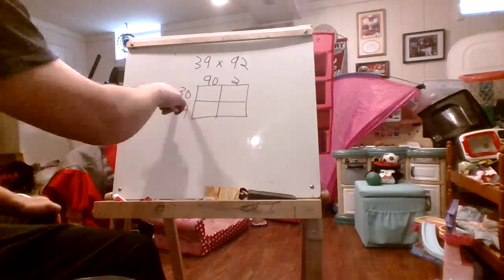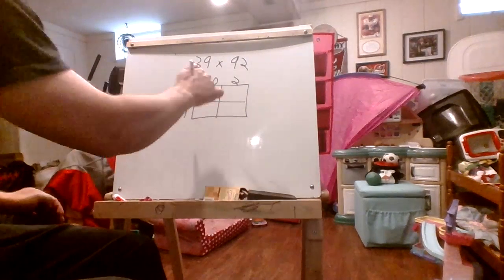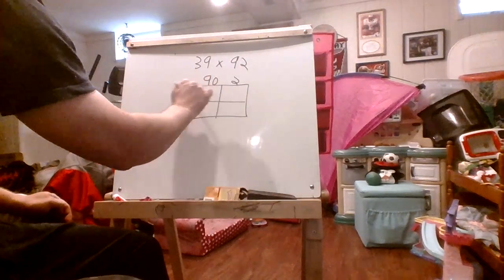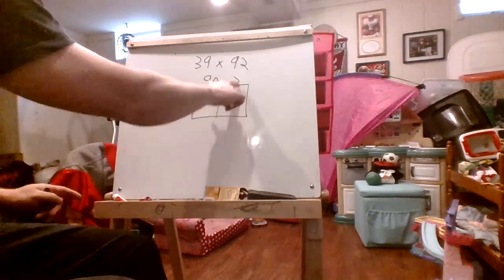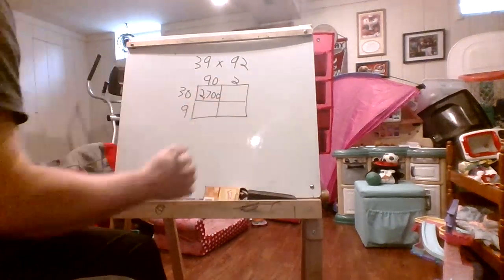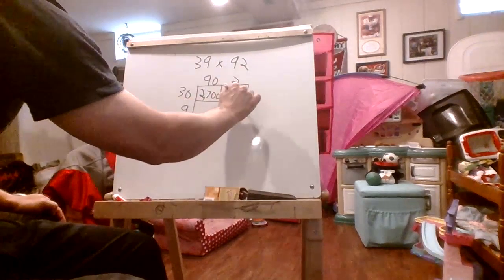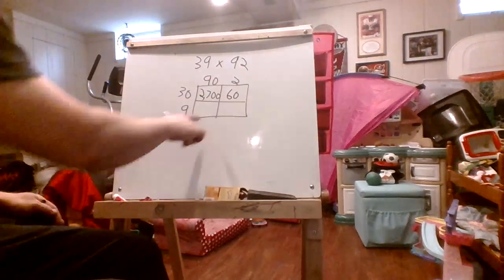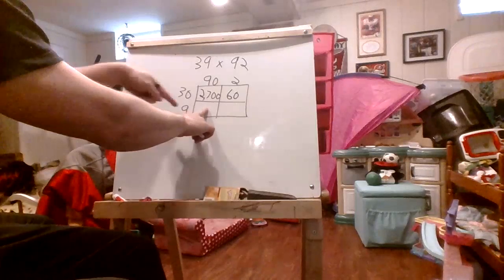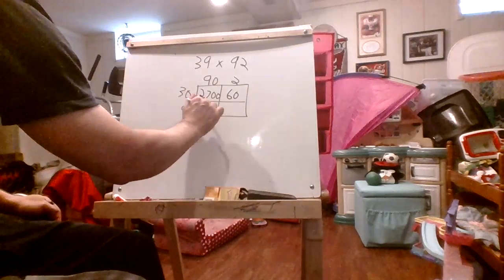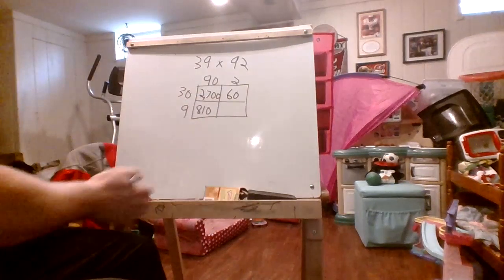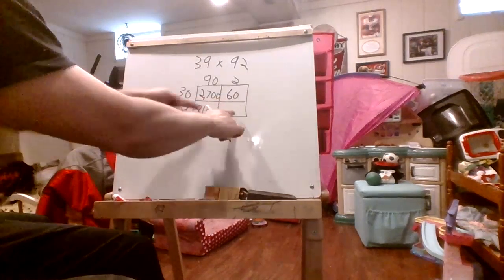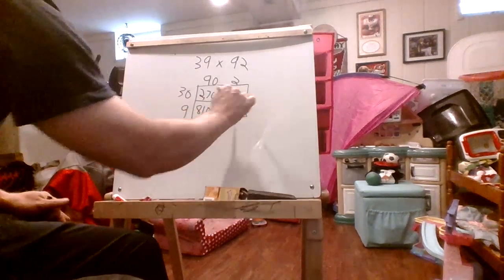And then you're just going to multiply based on the squares. 30 times 90. 3 times 9 is 27. Add the 2 zeros. 2,700. This box is going to be 2 times 30. 3 times 2 is 6. Add the 0. So 30 times 2 is 60. Down here we have 90 times 9. 9 times 9 is 81. And add the 0. So that's 810. And then this one is going to be 2 times 9, which is 18.